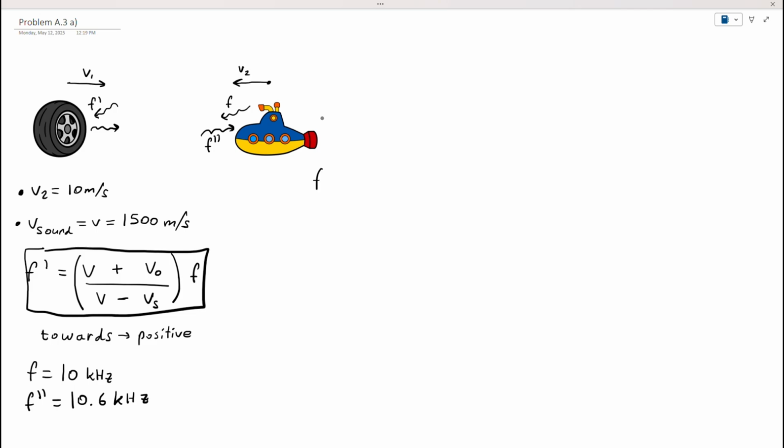So f prime is going to be the speed of sound plus the speed of the observer. Here, for the first wave that's sent from the submarine towards the wheel, the first observer is the wheel. So it has a speed v1. Then we're going to have v minus the speed of the source, and here the source is the submarine with a speed v2. And that times the initial frequency, which is f.